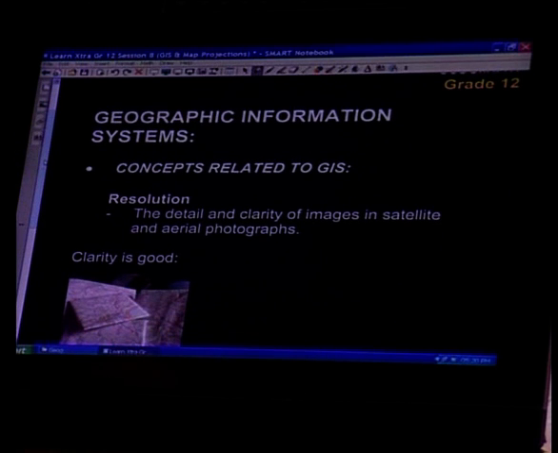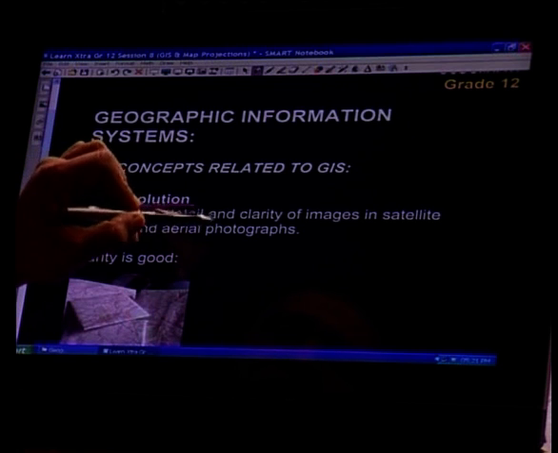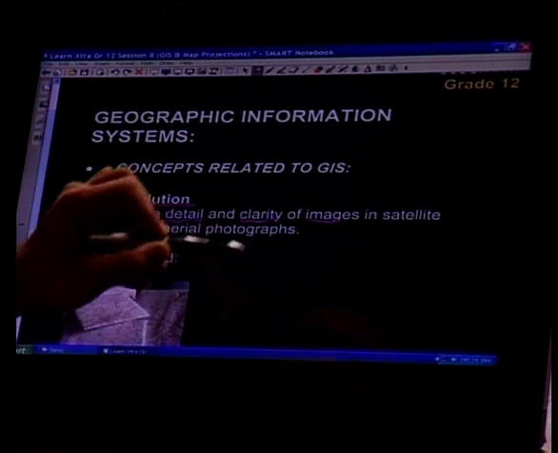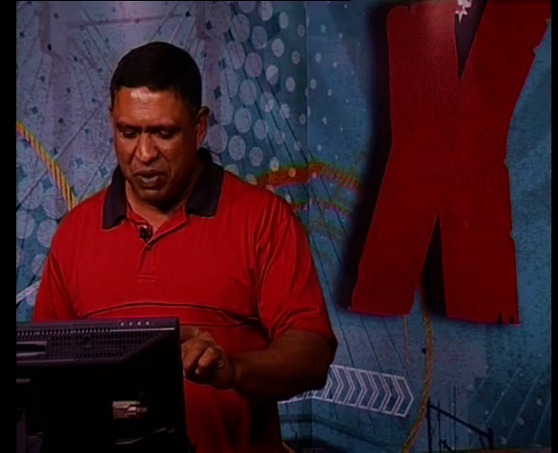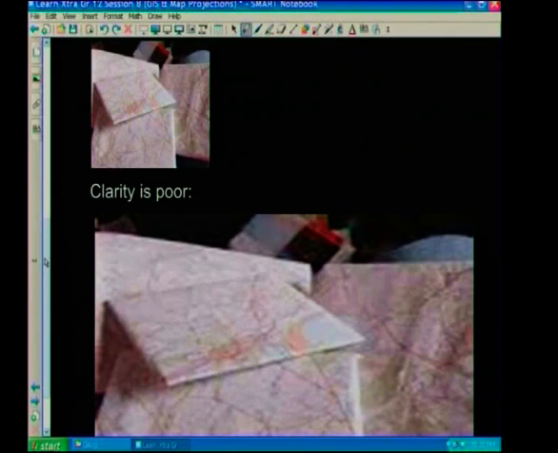Let's look at resolution. That's the next thing. All right, this is the detail and clarity of images, all right, in satellite and aerial photographs. You have to look at a satellite photograph and you look at an aerial photograph. I did not put an aerial photograph here. I tried to create my own little thing with maps. Okay, it may not be the genuine product, but it actually shows something here in terms of clarity. If you look at this one, it's far clearer than this one. So clarity. So here the clarity is good and here the clarity is not. Okay, so that's resolution. And also detail.